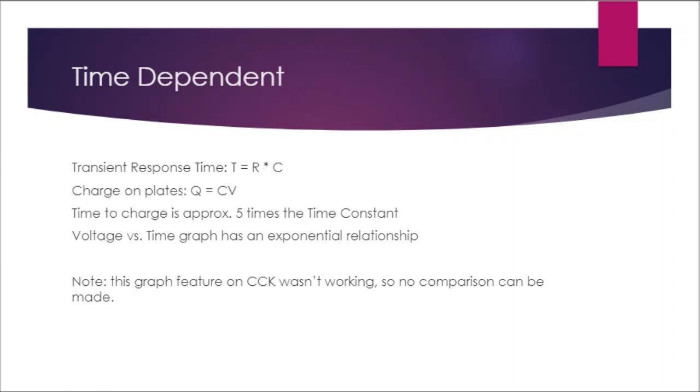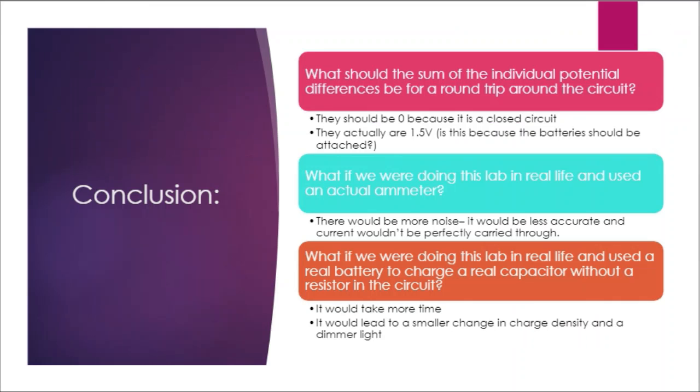For the time-dependent circuit, this is the process for calculating this transient response time, this time constant. I know that T is R times C. I know that the charge on the plates is Q equals CV. And I also know from some reading and research that the time to charge is approximately 5 times the time constant. And then I also know that this voltage versus time graph has an exponential relationship. The graph feature on my CCK wasn't working, so I can't do a comparison, but I would hope that they would be very similar. Conclusion.